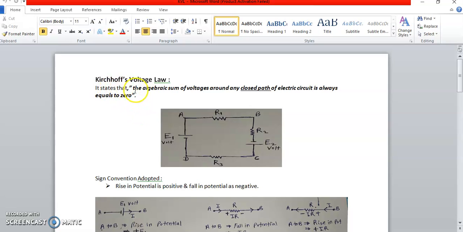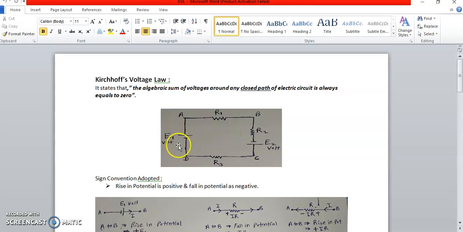Kirchhoff's voltage law. This law is used to find the current in any part of the electric circuit. This law states that the algebraic sum of voltages around any closed path of an electric circuit is always equal to 0. Consider this simple electric circuit.